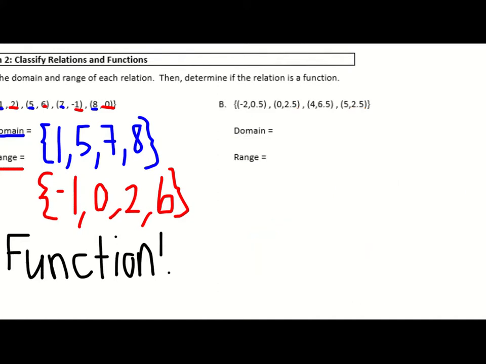So what we're doing, picking out the x's and listing our domain, picking out the y's to list the range, and then looking back at your x's to see is it a function or not. So let's keep going with some more examples.